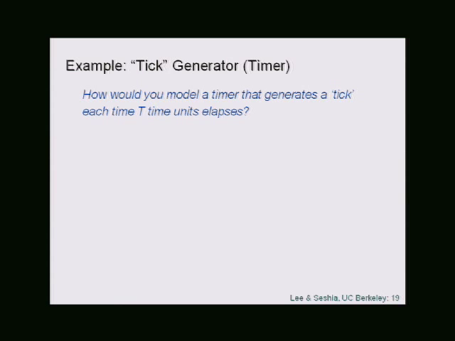And the specification is that tick is present if and only if t time units has elapsed since the initial state or the last tick. Okay, so how do we do this as a timed automaton? The hint is you need one mode.